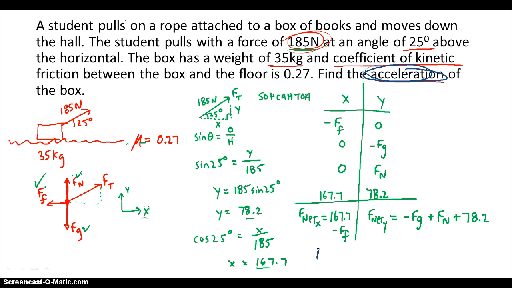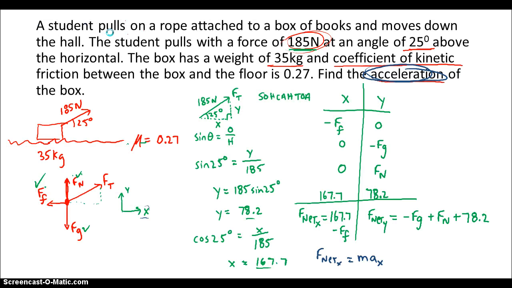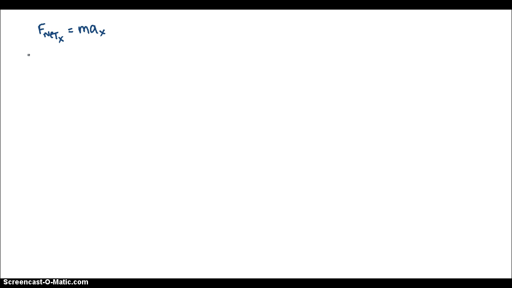Now Newton's second law is this relationship: F net x is equal to m a x. So if I add up all my forces in my x direction, I can find out what my acceleration is. So let's try that, see what happens. F net x is equal to m a x. Let's go back, see what our net forces are. Well, here's my F net x: 167.7 minus force of friction.